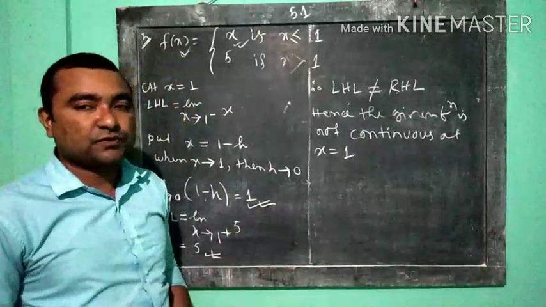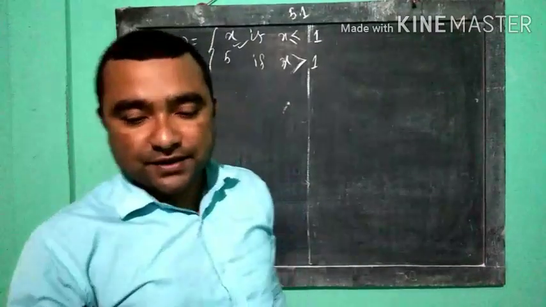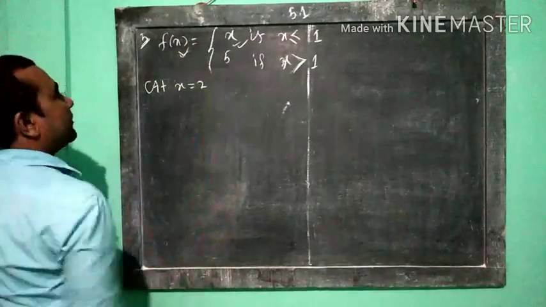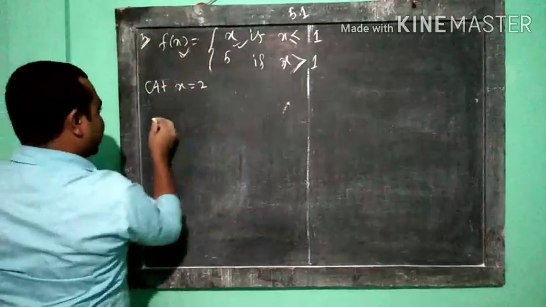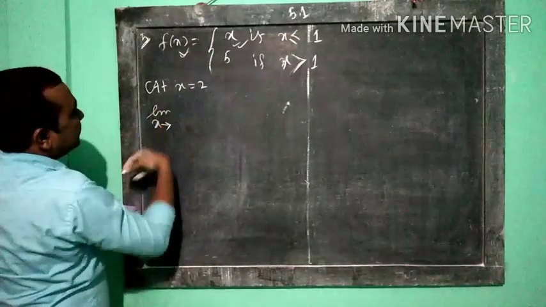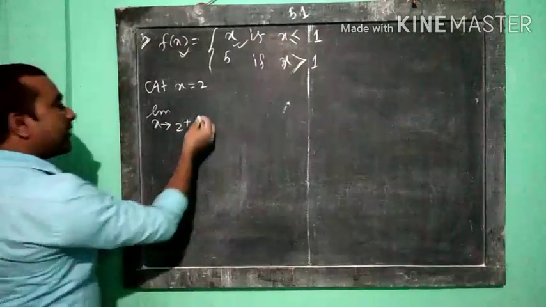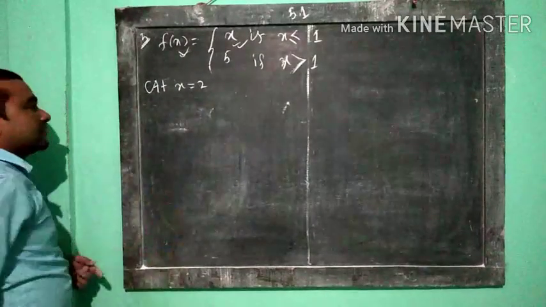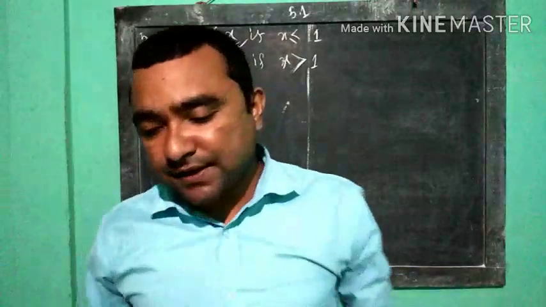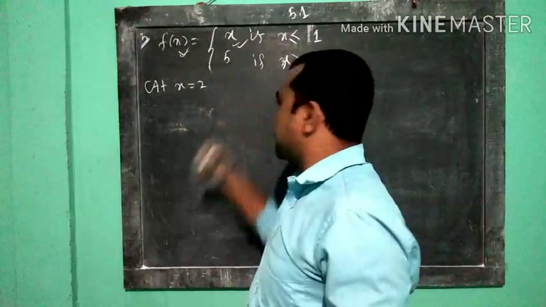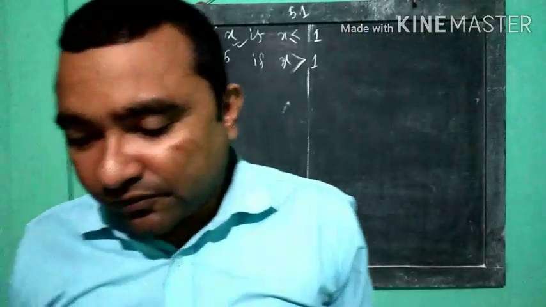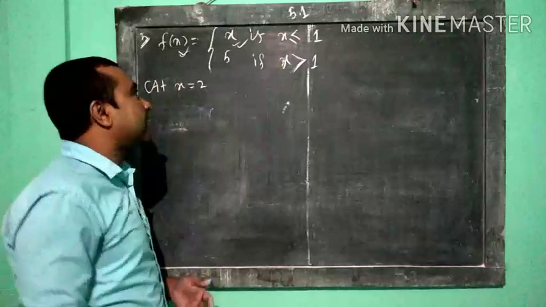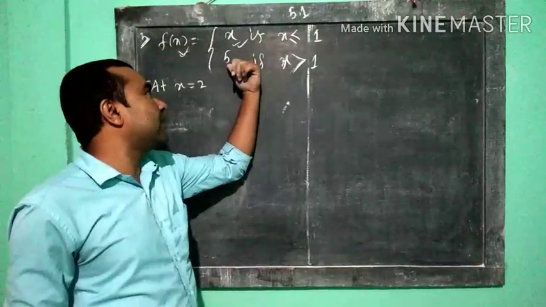So now we are going to check at x equal to 2. At the point x equal to 2, limit x tends to 2 positive f(x). Sorry, this is first. At x equal to 2, since x is greater than or equal to 1, the value of this is equal to 5. So limit x tends to 2, left hand limit and right hand limit both are 5.